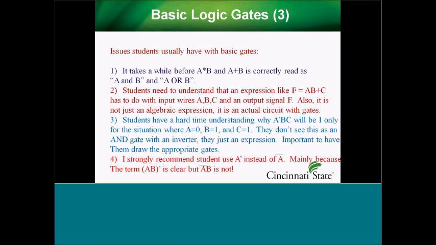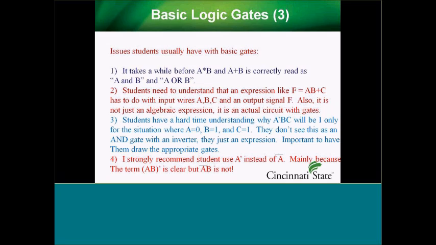Students, I alluded to this earlier, need to look at an expression like F equals AB or C, and they need to back out from that. They need to know what this really is: that these are actual wires. This is a wire from input A and a wire from input B going into an AND gate. The output of that goes into an OR gate with C, and that goes out, and that's F. So they need to understand what that means physically.